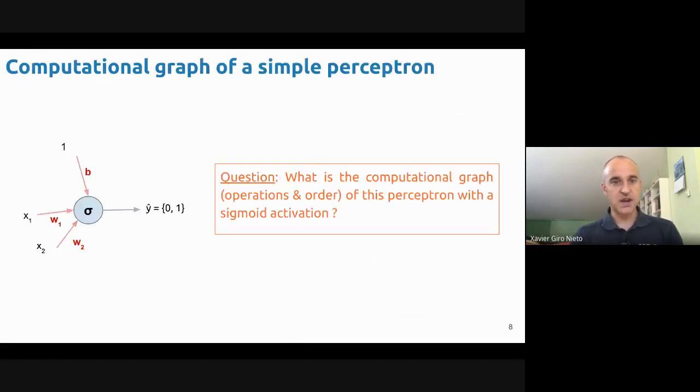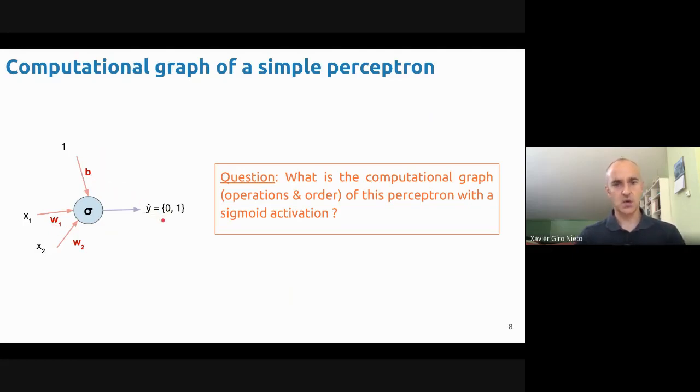Okay, let's try to understand how we can estimate parameters in a neural network. We'll focus on a simple case first, which is just the perceptron. In order to understand how backpropagation works, we'll need to understand which operations are involved when we compute the output of a perceptron. So here you have a perceptron with a sigmoid activation, two inputs with two parameters, a bias, and this is the range of output values.